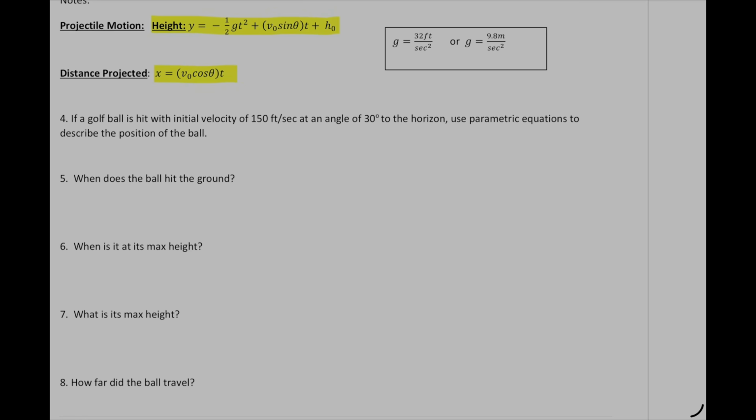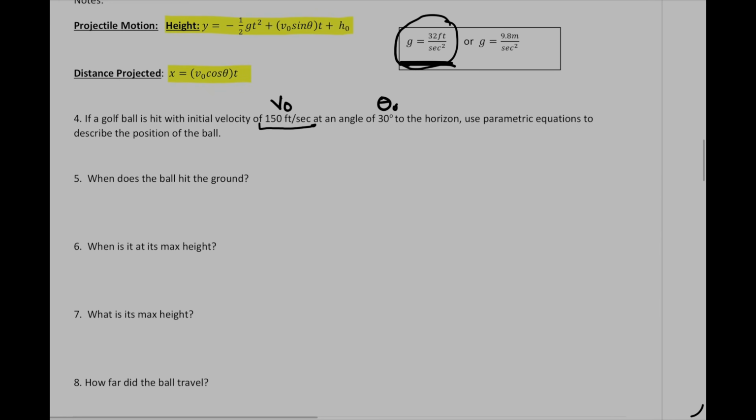All right, so number 4 says, if a golf ball is hit with an initial velocity of 150 feet per second, v sub 0, at an angle of 30 degrees with the horizon, means original angle, use parametric equations to describe the position of the ball. Now, since it says feet per second, I know that we're working in the standard measurement system, not the metric. So as far as gravity, we're going to use this 32 feet per second squared, not the 9.8 meters per second squared.